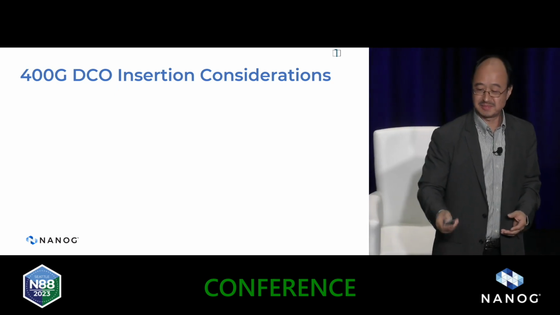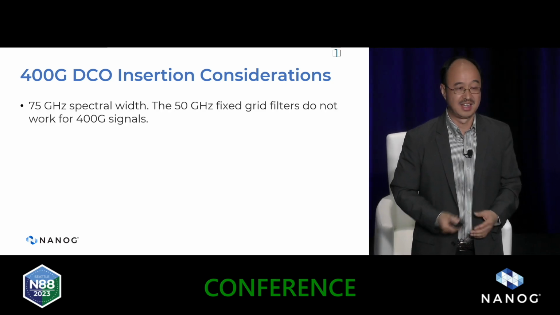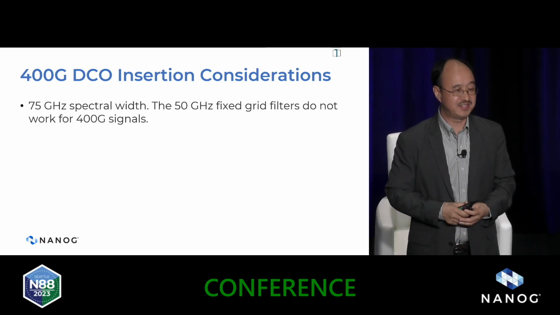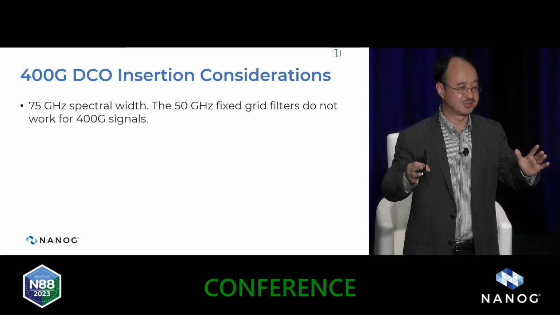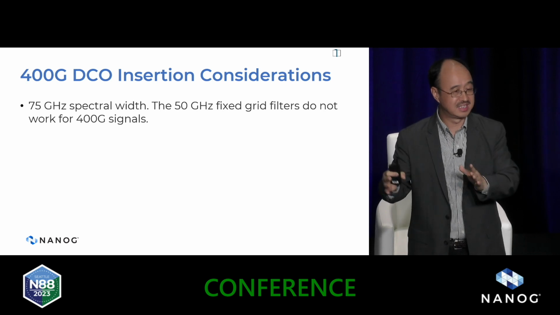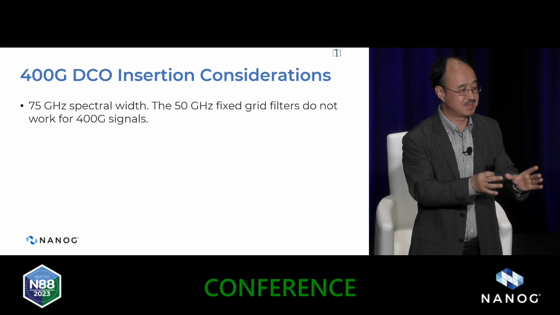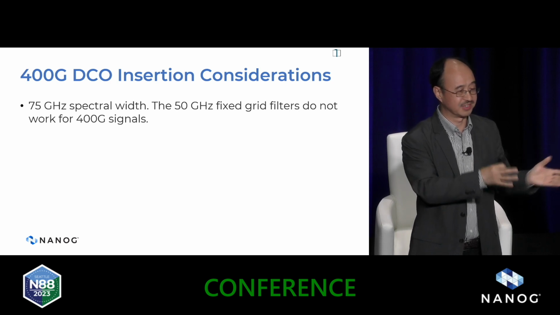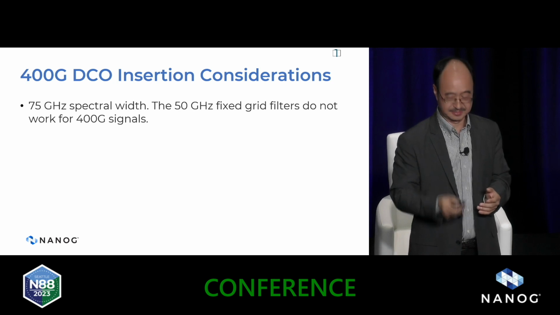Now let's look at some of the insertion considerations. 400 gig signal is a 75 gigahertz signal. That means you need to have a 75 gigahertz bandwidth for that signal to work. What it also means is, if you have a 50 gigahertz DWDM transport, it is not going to work for the 400 gig signal because you don't have enough bandwidth, right?